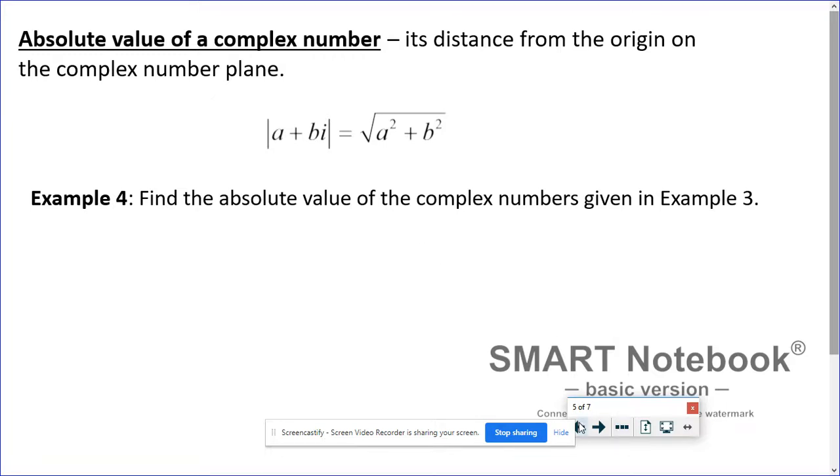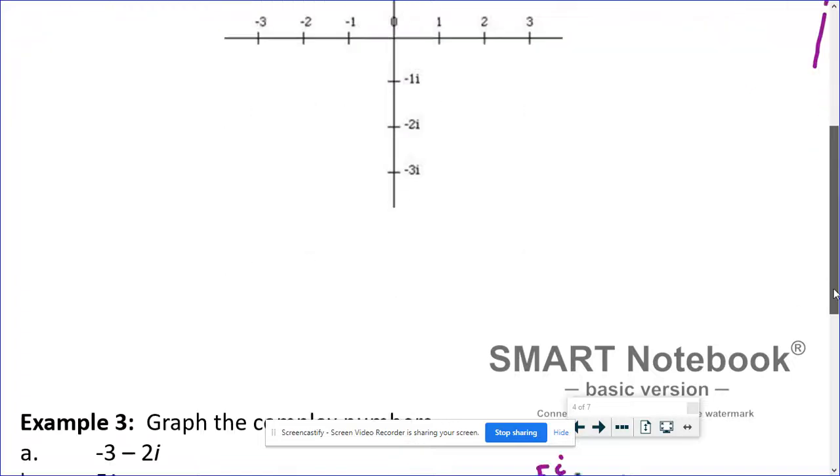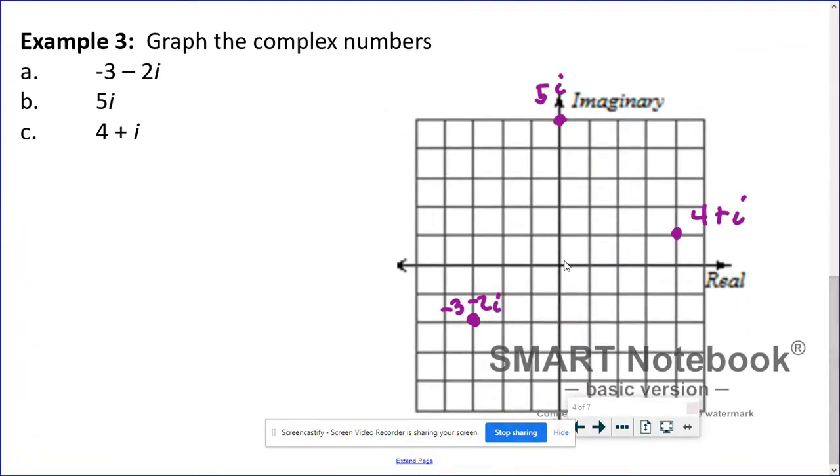With a complex number plane, let's go back for a second. Its distance from 0 is not a horizontal line, it's a diagonal line. So for instance, for 4 plus i, the distance of that diagonal line there is the absolute value of 4 plus i. Same thing for -3 minus 2i. The absolute value of 5i is that straight vertical line. So the absolute value of 5i would be 5, and we'll talk about how that happens with the formula.